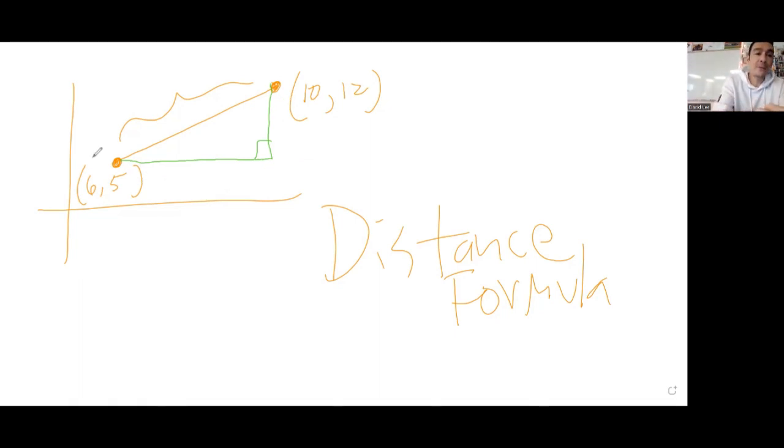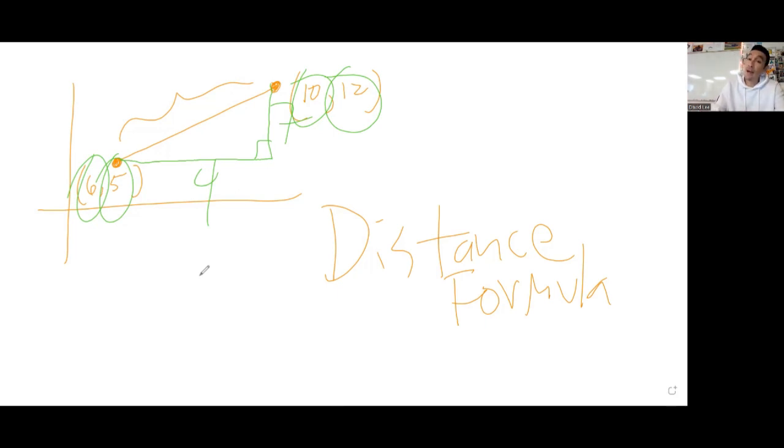Now if you count from 6 to 10, that'd be 4. And if you count from the y coordinate to the other y coordinate, that would be 7. So we have a right triangle where the legs are 4 and 7. You just subtract the x's and you just subtract the y's.